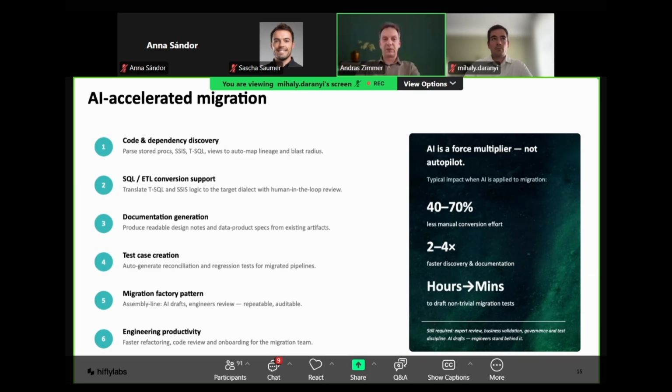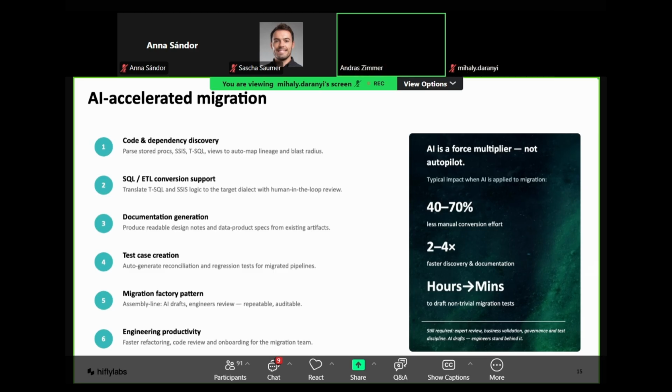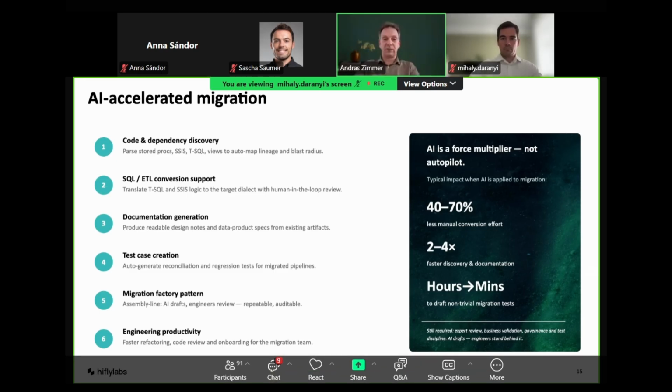Obviously, SQL ETL conversion support is highly AI accelerated to the point where 40 to 70% less manual transformation is required, and that cuts back that part of the project by some 70%. So that's a lot, and that used to be the longest piece of every migration project. Then obviously AI can help a lot in document generation. Some of this documentation is related to the discovery, so it will give us a lot better understanding of what we have as a code base, but it also can generate the documentation for the new pipelines.